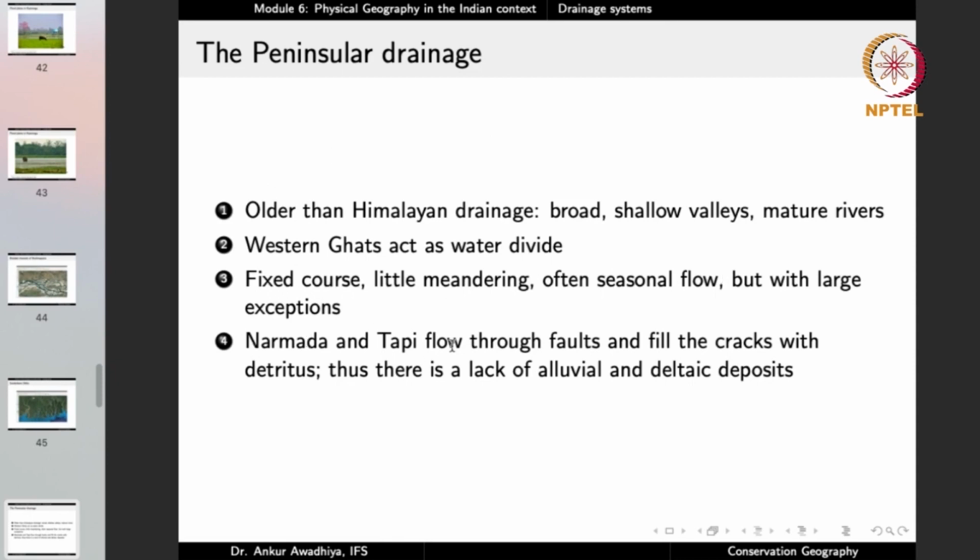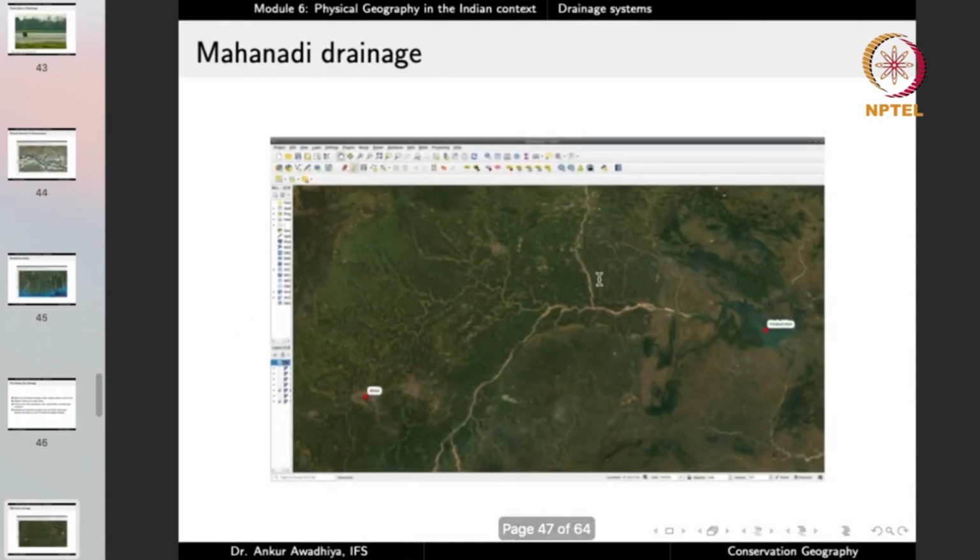Narmada and Tapi flow through faults and fill the cracks with detritus, and thus there is a lack of alluvial and deltaic deposits. So these two rivers that flow towards the west, they are moving through faults and they again have very less amount of alluvial and deltaic deposits. So this is an example of the peninsular drainage.